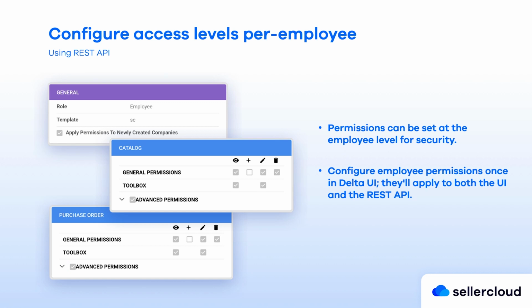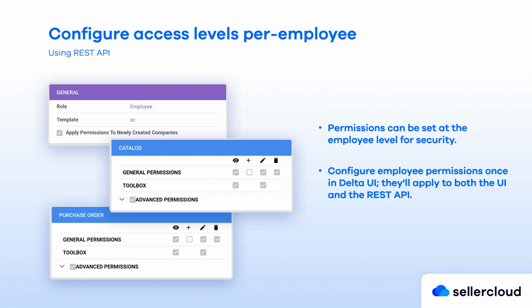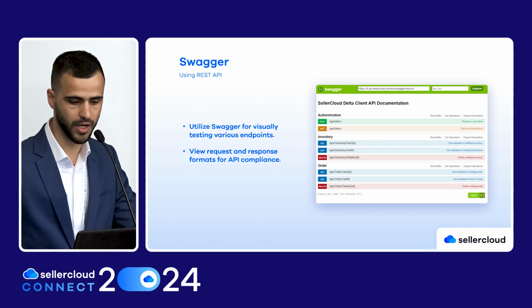The user permissions for the REST API are managed in the Delta user interface. We do recommend using a separate user for each different API integration that you might have, because it's easier to monitor the different calls, and it's a way to restrict different endpoints and allow access to only specific parts of the software. We have utilized Swagger to provide visual interactive documentation for our API.